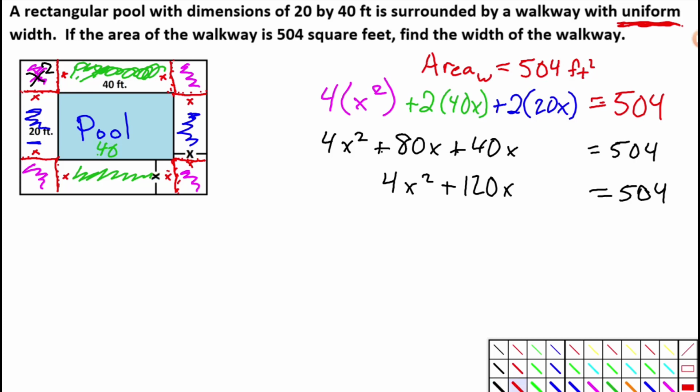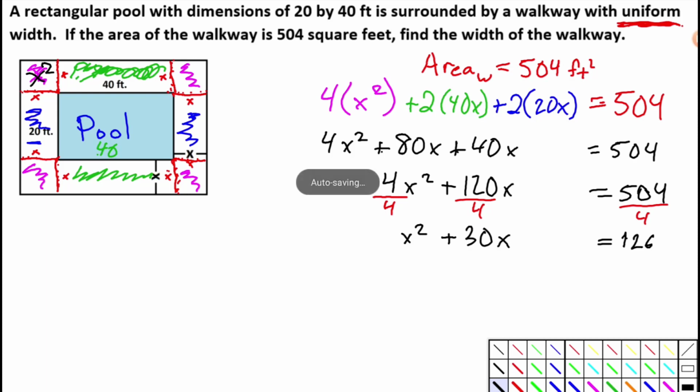Let me simplify this real quick. Remember, this 4 is bothering me. I can't complete the square with a 4 there, so I'm going to divide all my values by 4. And what are we left with? We're left with x squared plus 30x, and what's 504 divided by 4? I believe it's 126. And now guess what? We turn this crazy big problem into a nice little quadratic where we can complete the square.